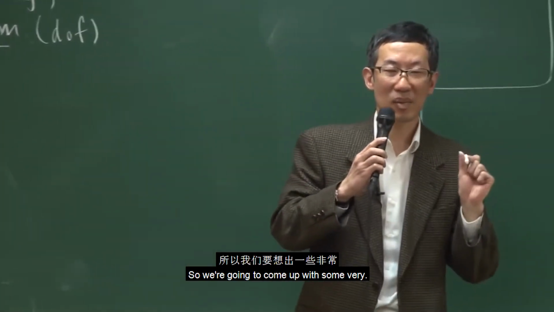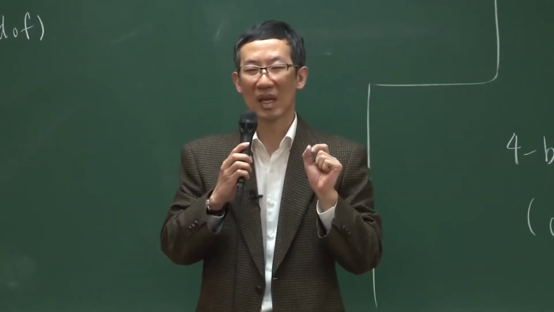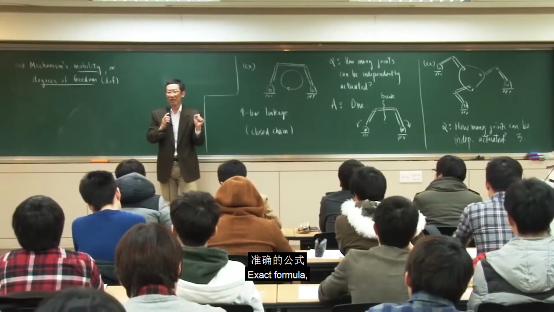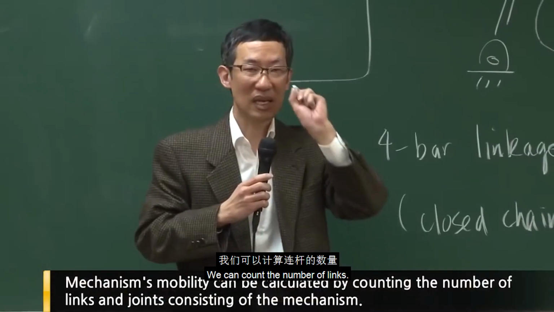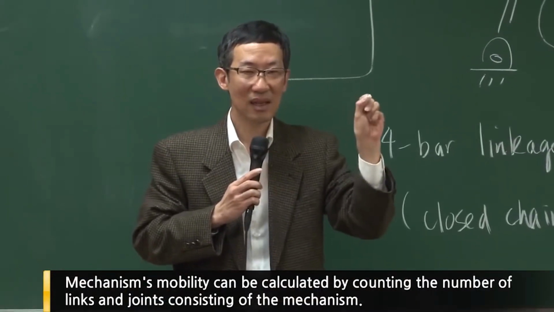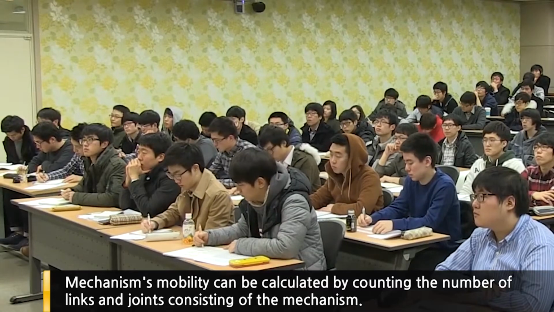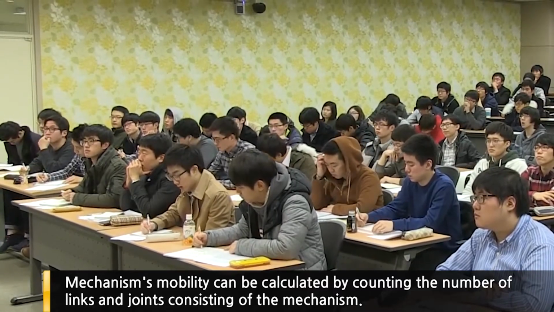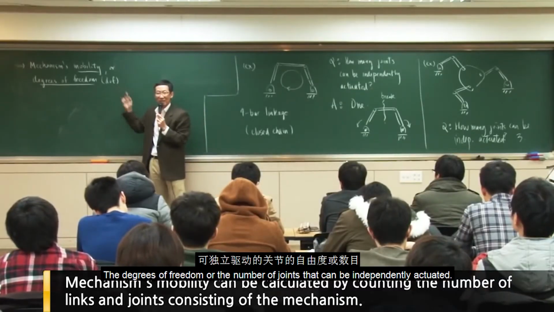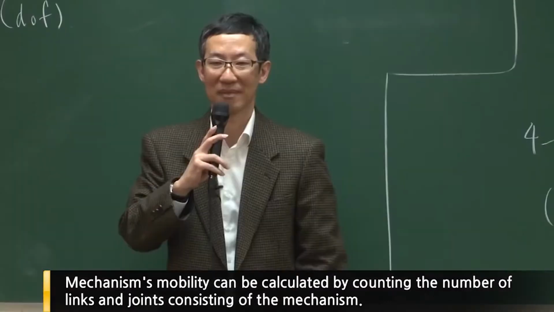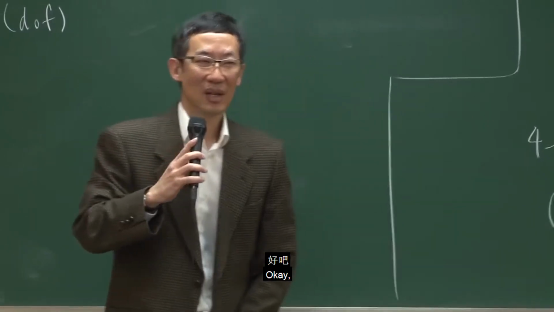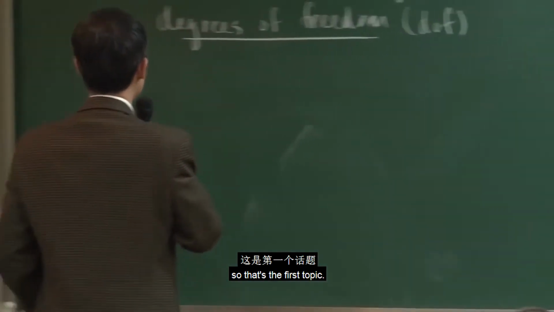We're going to come up with some very exact formulas, where we can look at a mechanism like that, count the number of links, count the number of joints, and come up with the degrees of freedom, or the number of joints that can be independently actuated. So that's the first topic.